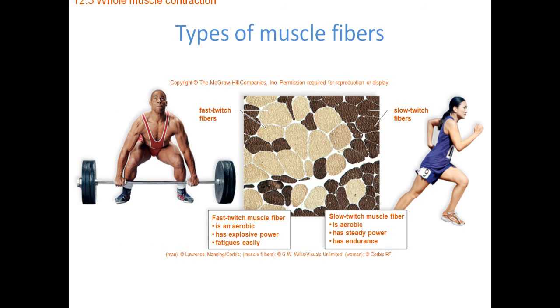Okay, so here's just a picture of what they look like. Fast twitch fibers are lighter in color. Slow twitch are darker. So slow twitch muscle fiber is aerobic, has steady power, so you can go for a long time and you have endurance. This might be a lacrosse player that's got to run and run and run, or a soccer player that has to run, or maybe even basketball.